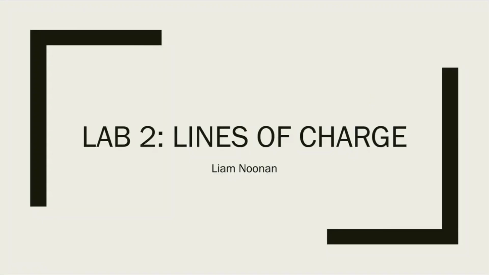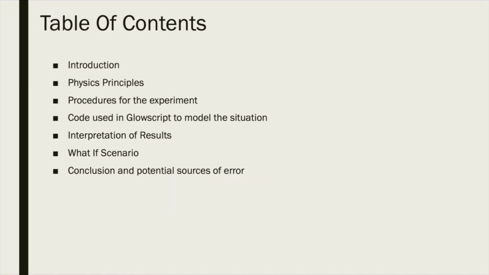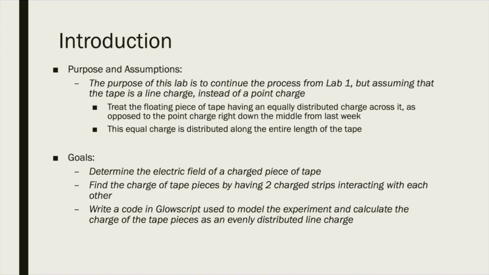This is lab 2, dealing with lines of charge. Here's a table of contents for what we covered in the lab. As we see, we'll have an introduction. We'll look at the principles we used. We'll look into the procedures for the experiment. We'll observe the code used in GlowScript to model the situation, and then interpret these results, and then show the what-if scenario, and end with the conclusion with potential sources of error in the experiment.